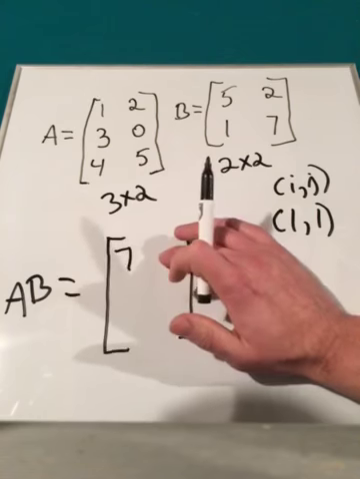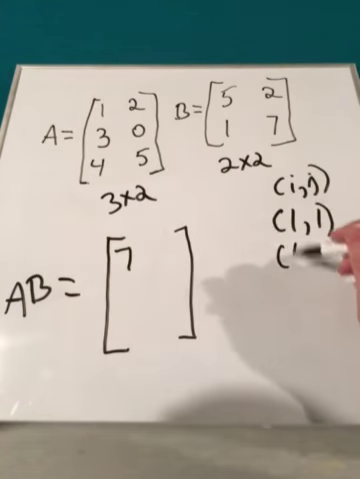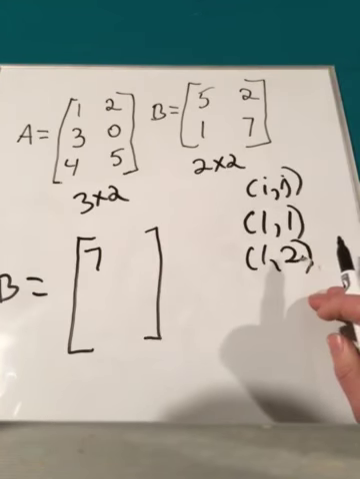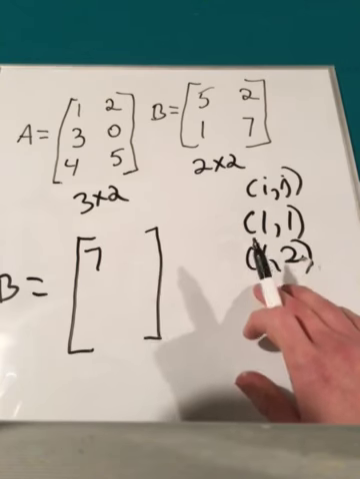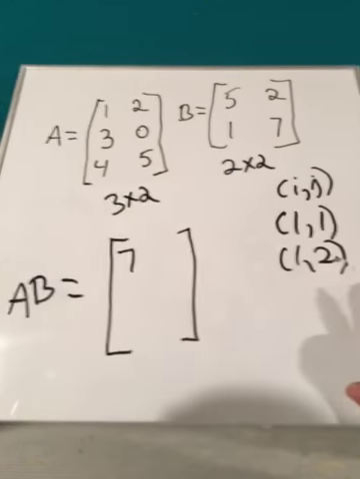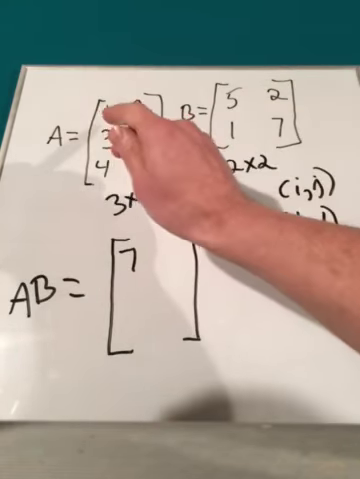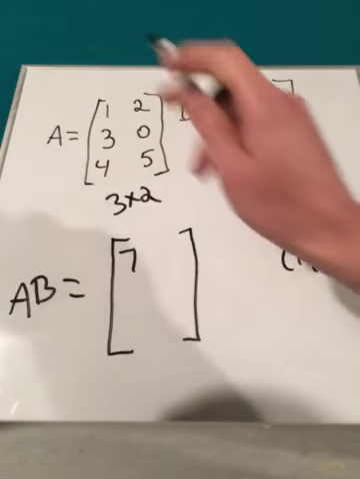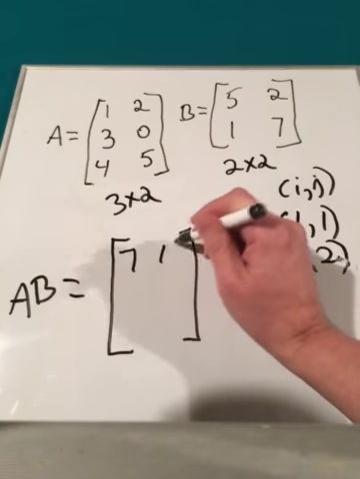I'll probably do my first row first. So then my second entry is going to be here. That's the first row, second column. The first row, second column is just the dot product of the first row of A with now the second column of B. So just 1, 2 dotted with 2, 7. So that's 1 times 2, 2, plus 2 times 7. So that's 2 plus 14, so 16.